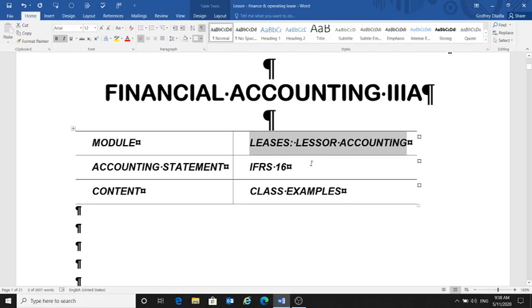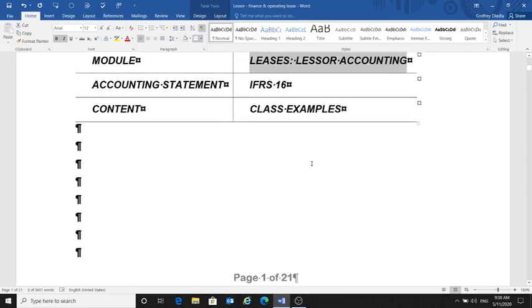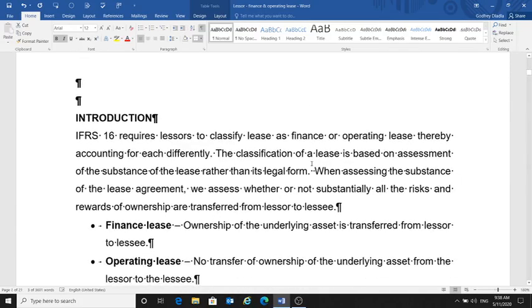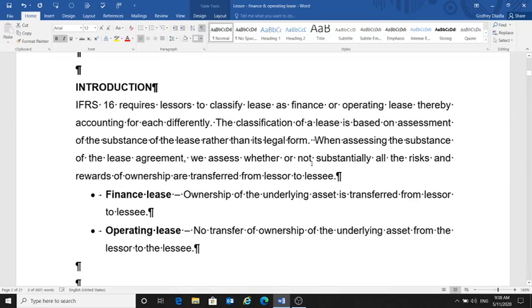Now, we want to see how you account for those transactions that are due to the actions of the lessor. Let's look at the introduction. The introduction says IFRS 16 requires lessors to classify a lease as a finance lease or operating lease. Technically speaking, the one that they classify as finance is the one which transfers the risk and rewards of ownership from the lessor to the lessee.